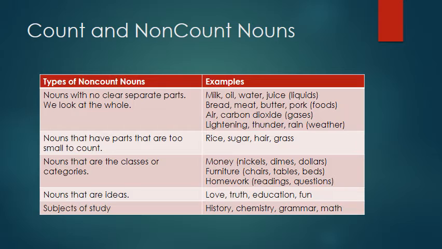The next one is nouns that we consider as classes or categories, meaning that the noun is describing a big group of things. So for example, money is describing a whole bunch of things. It's describing all the different coins, nickels, dimes, pennies, quarters, but it also describes all the bills, $5, $10, $20 bills, right? So similarly, furniture. Furniture is describing a whole bunch of different things, chairs, tables, beds, okay?